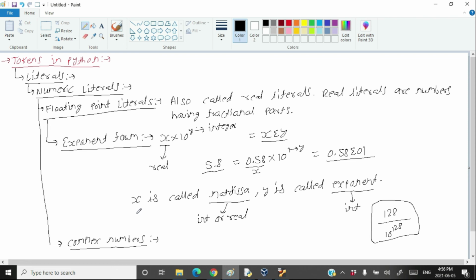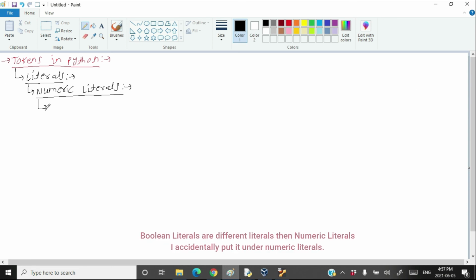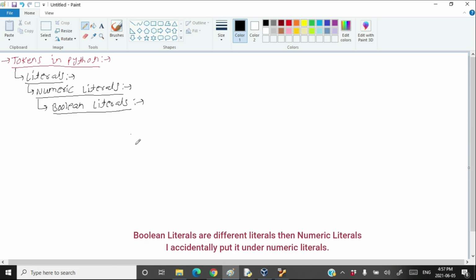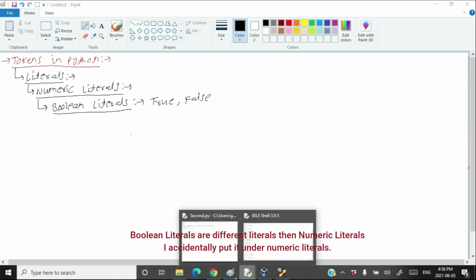Let's see another literal called Boolean literal. There are only two Boolean literals in Python. There are only two Boolean constants in Python. One is True, the other one is False. So a Boolean literal can have a value of either True or False. Only two constants are possible in Boolean. That's it. So let's try Boolean constants in the Python shell.